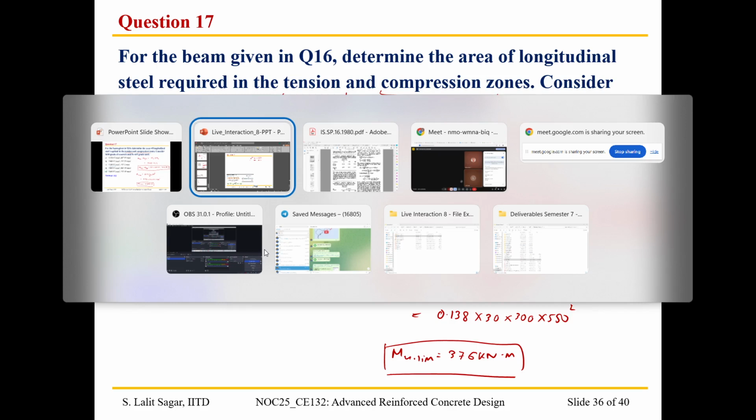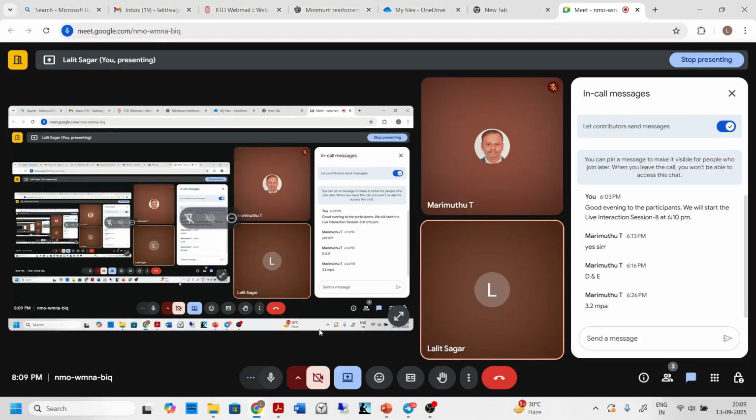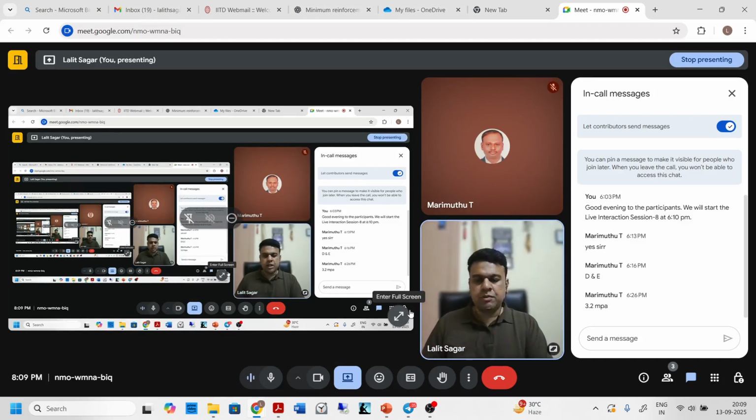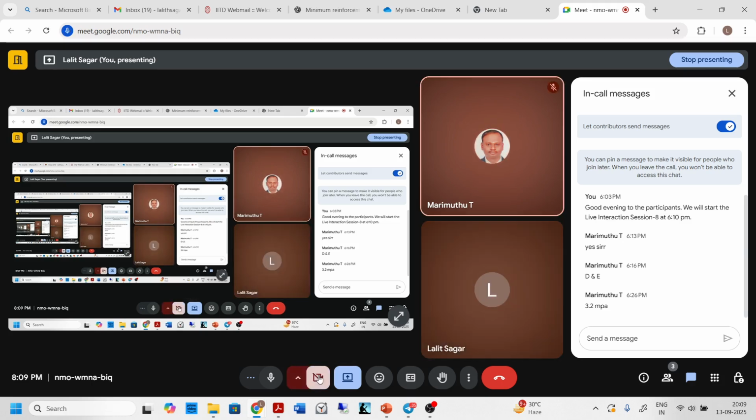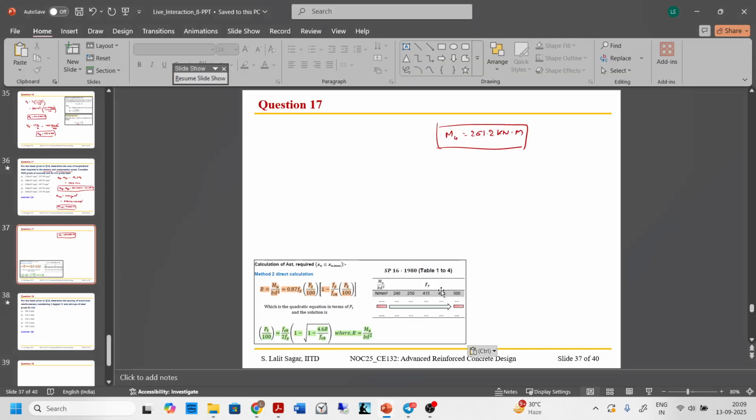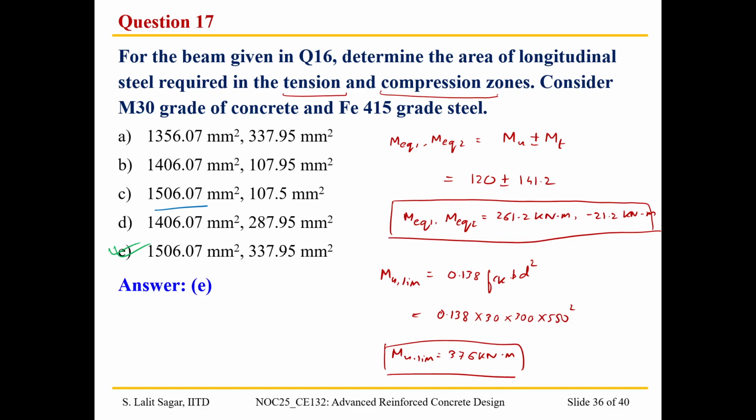Please make sure that you check the values that we recently got, and if there is any problem, we can always discuss in the next class. Okay, I will proceed to the final problem now. So option E is the correct answer.